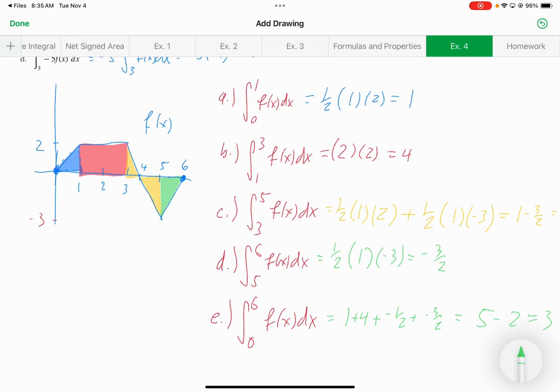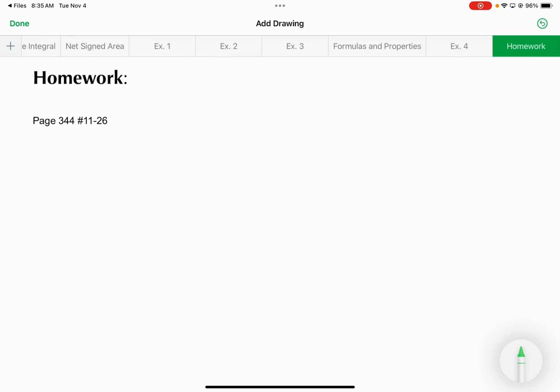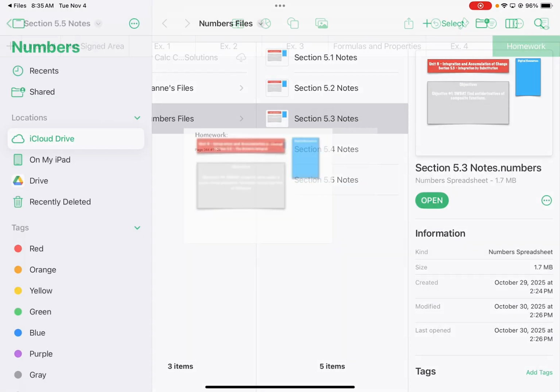All right, so homework is on the last slide, but I want to go back and do that other example that you guys saw at the end of 5.4 that we never fully did. All right, so let's go back and do that.